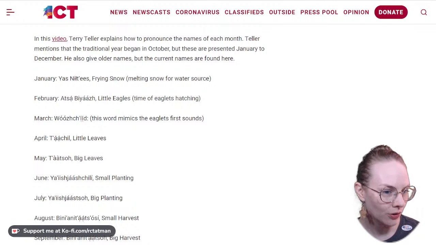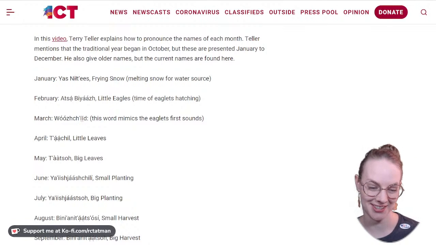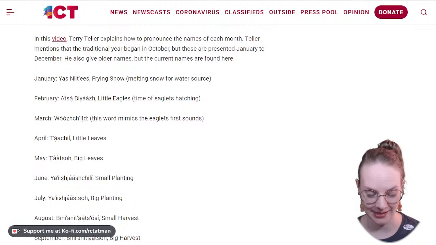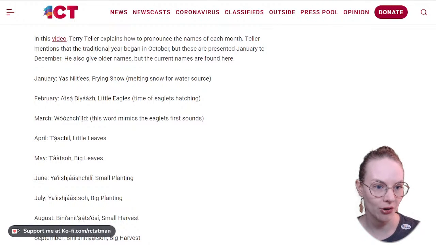February are little eagles. March is a word that mimics the eaglet's first sounds. So I guess it would be like the cheep moon. That's really cool. April is little leaves, May is big leaves, June is small planting, July is big planting. So here we start to bring in some of these agricultural names.